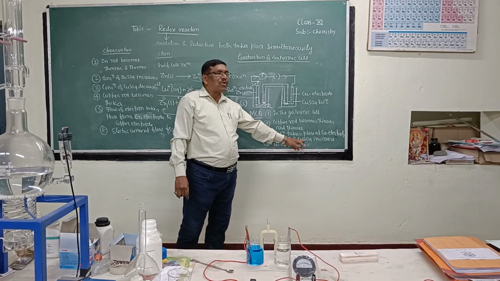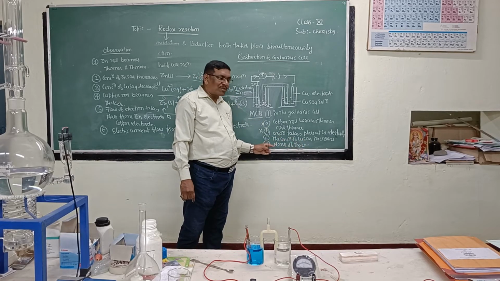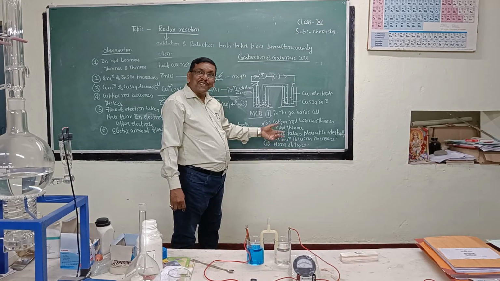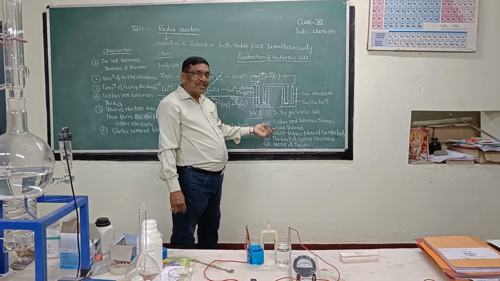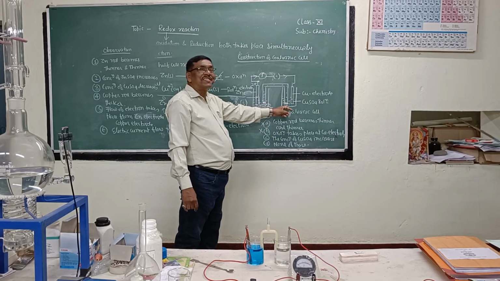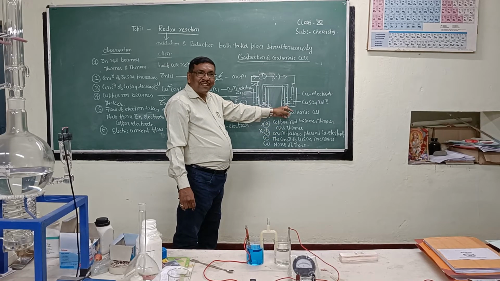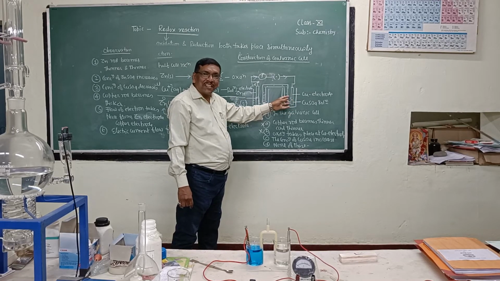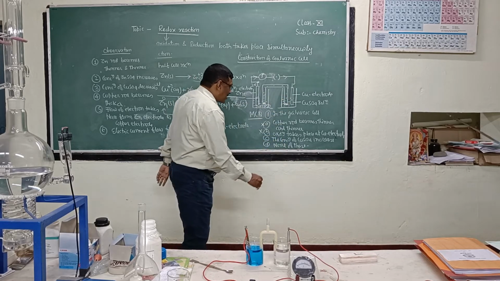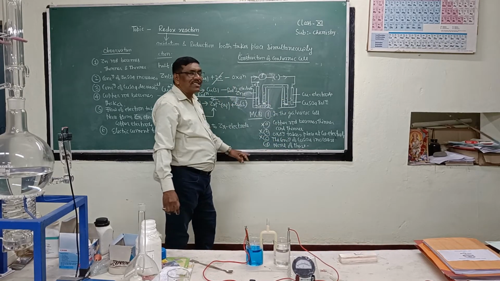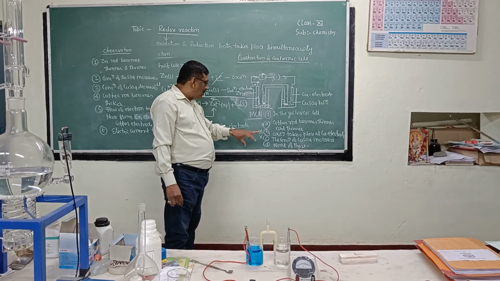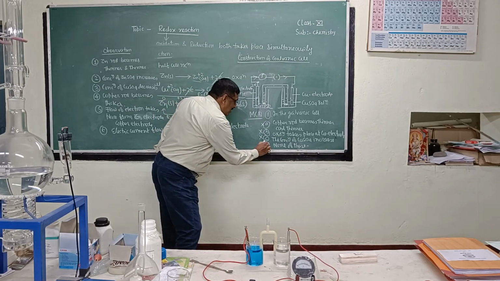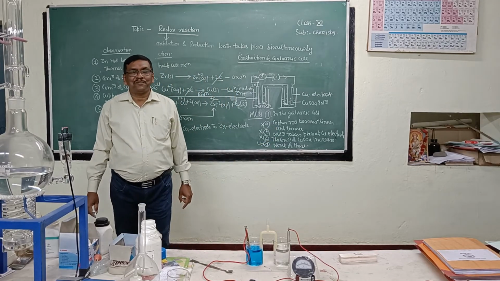The concentration of copper sulfate increases. Is it true? It is also not true, because the copper sulfate concentration is decreasing. Copper ions are converted into metallic copper, so copper ions are getting decreased. So it is not a correct option. So what should be the correct answer? None of these. So this is the correct option.